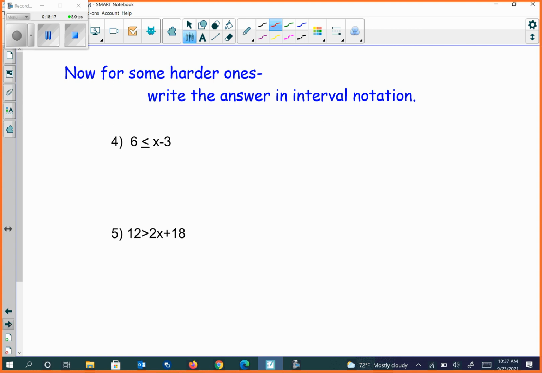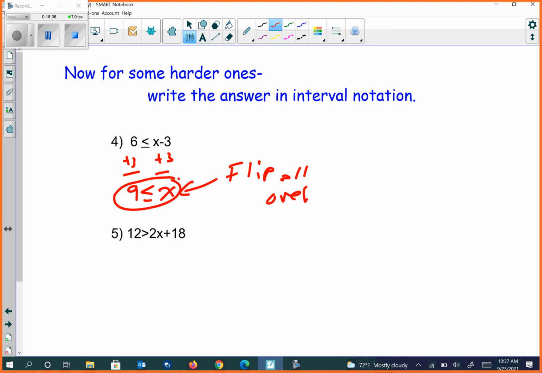Agree? All right, so problem number 4, I'm going to add 3, add 3. So it gives me 9 is less than or equal to x. Well, that looks a little goofy. So I think a good idea is to flip all over. So change this, make it this. Notice I put the x on the left side, the number on the right side. The sign changed direction because we flipped the whole thing over.